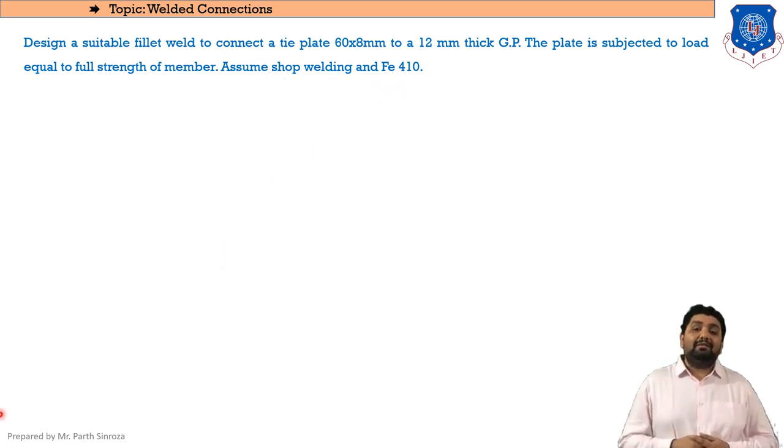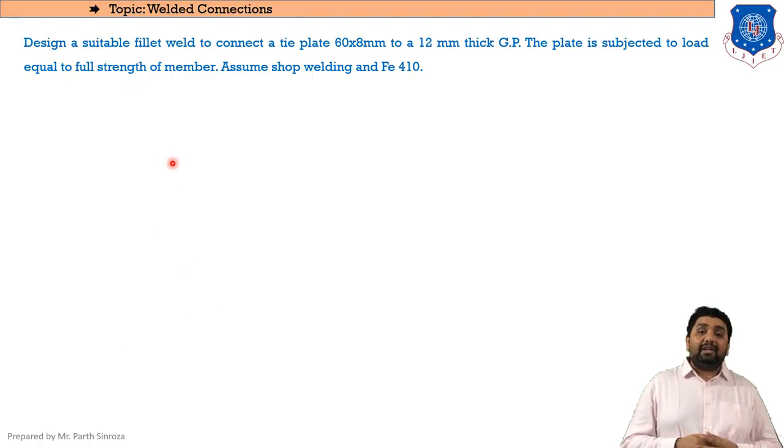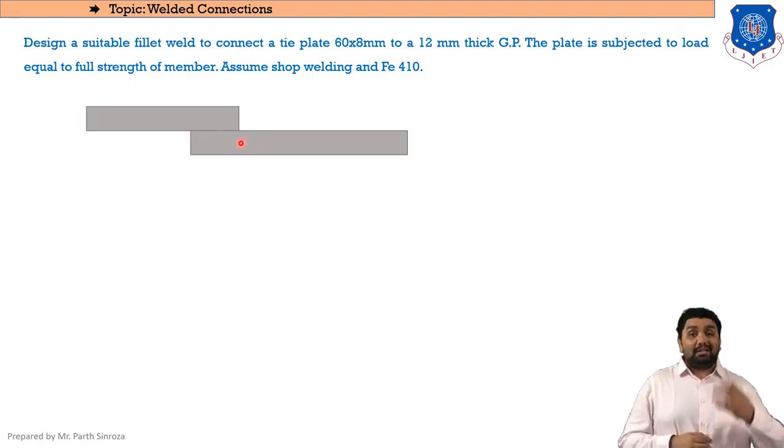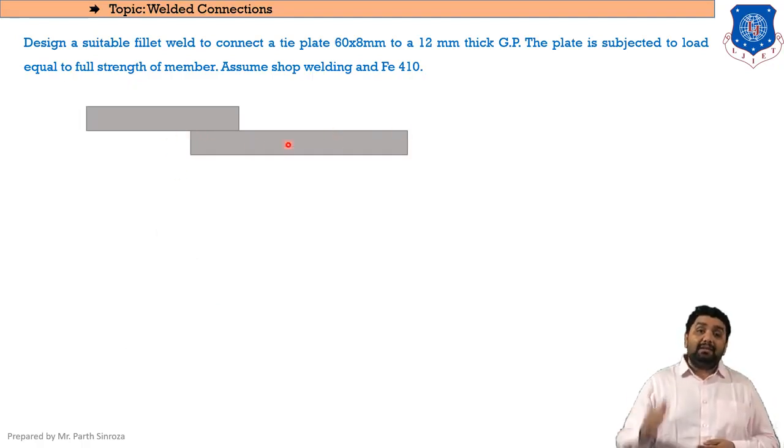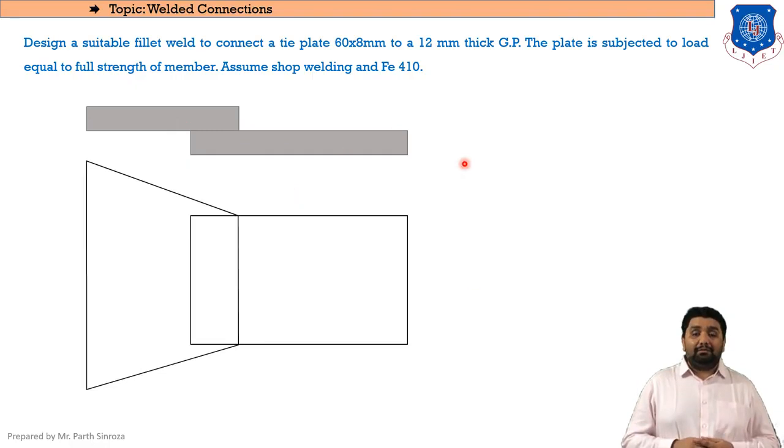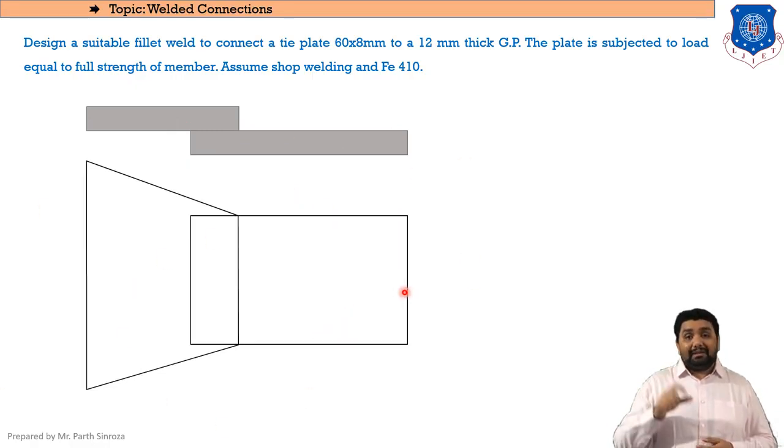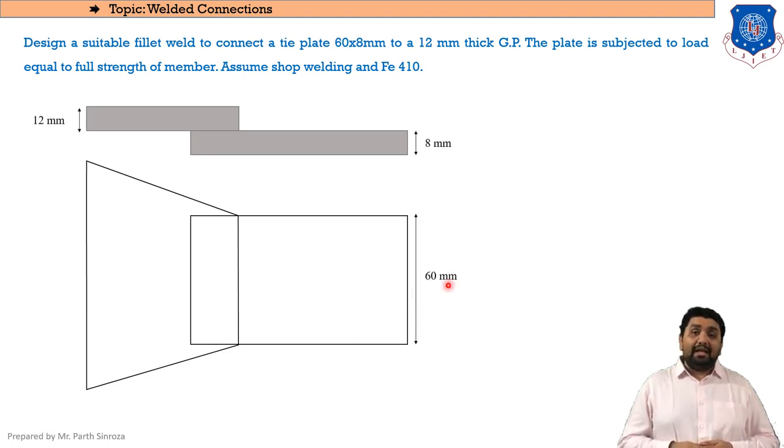So we'll be starting with the figure of the question. Here you can see that two plates are being given. This is the sectional view and this is the plan of the figure. So the bottom plate here you can see is the main plate that is of dimension 60 cross 8, and the next plate, the top plate you can see here, is the gusset plate having thickness 12 mm. Clear? So here the possibilities are many.